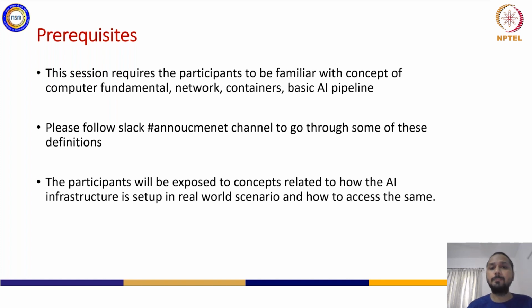The participants in this particular lecture will be exposed to concepts related to how an AI infrastructure is set up in a real world scenario and how to access it. We are now going to talk about the fundamental building blocks of creating your own supercomputing center, which will be covered in the next set of lectures. But I'm going to introduce you to some of those concepts which will help you in the next lectures.